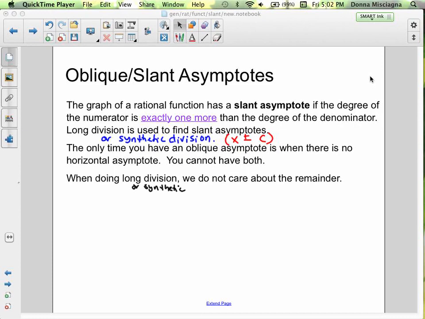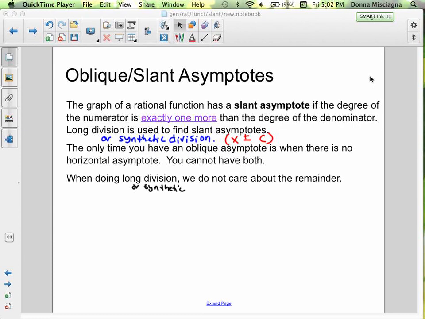Oblique slant asymptote. So the graph of a rational function has a slant asymptote if the degree of the numerator is exactly one more than the degree of the denominator. It can't just be any amount more, it has to be exactly one more. If it's more than that, the whole function is growing without bounds so fast there's not even any kind of horizontal or slant asymptote. So if we're 1 degree more, then we're going to have a slant asymptote.